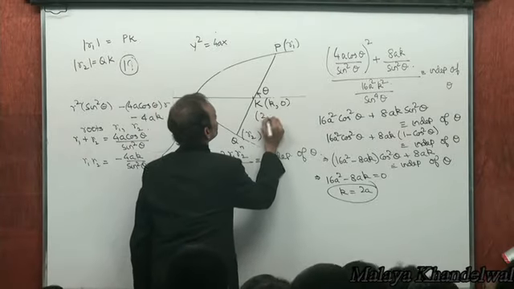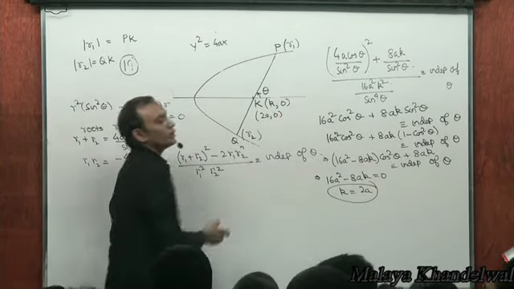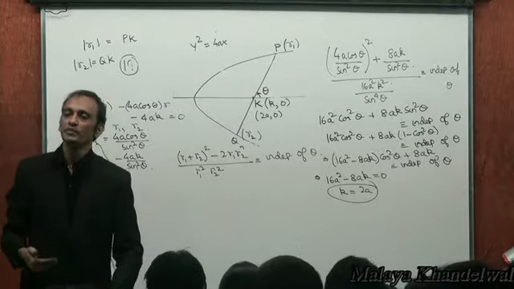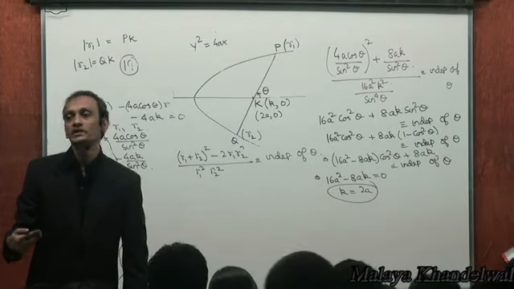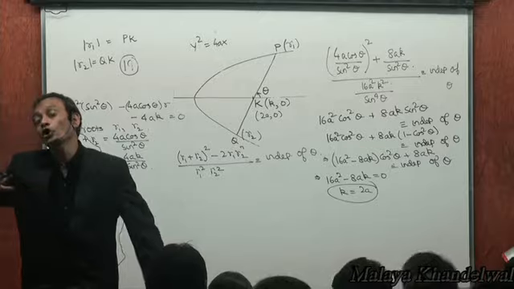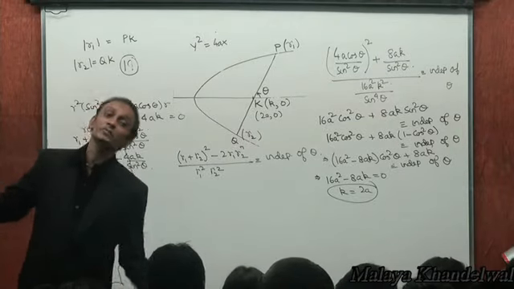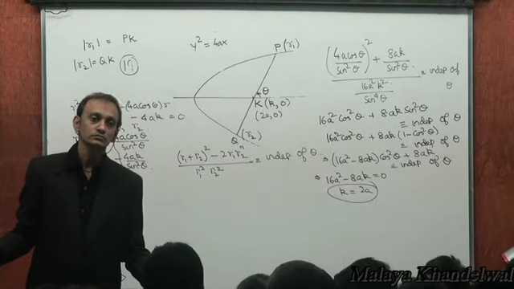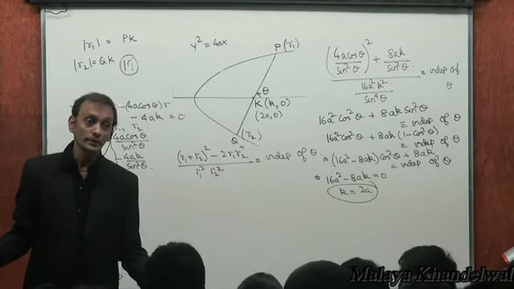So if you have a point 2a comma 0, then any chord passing through this would enjoy the property 1 by pk squared plus 1 by qk squared equal to constant. Same for all chords means same for all thetas. That means independent of theta. Got me?